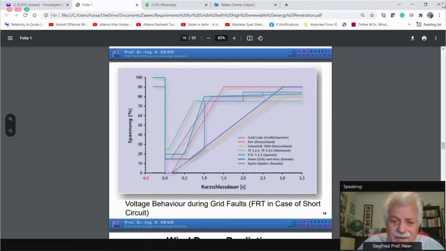And the grid code might mean that we also have to fulfill this fault ride-through and support the grid by these lines of faults. It means that we have to support the grid when we have a breakdown of the voltage. Yeah? And then we can be safe that the total grid is not destroyed by a very small failure. Yeah. Next picture, please.